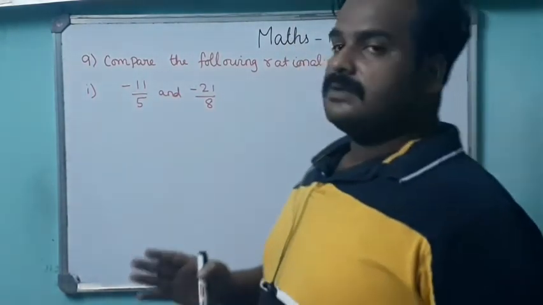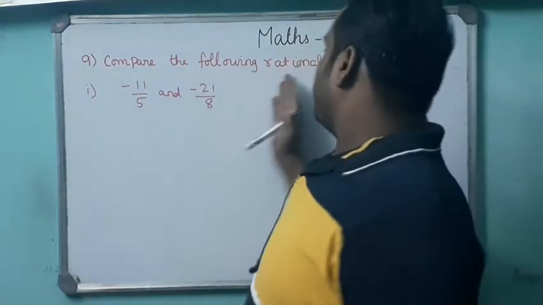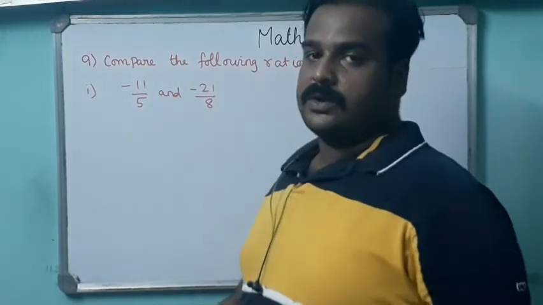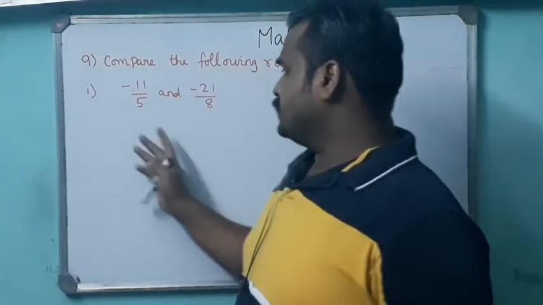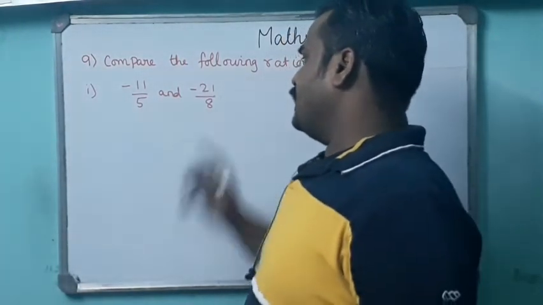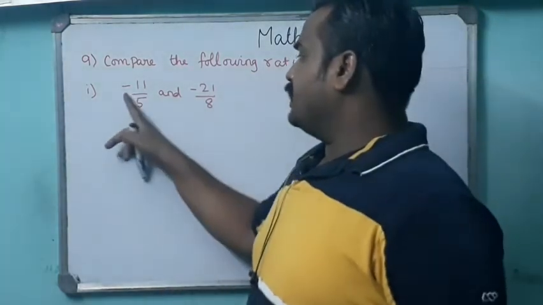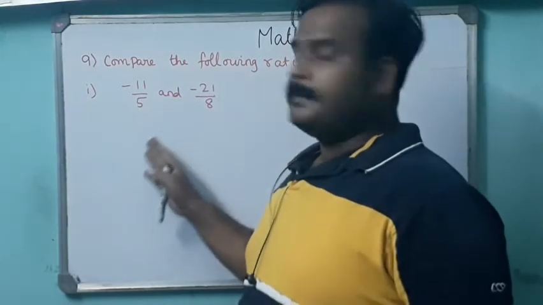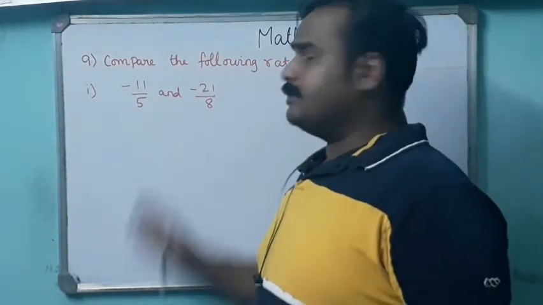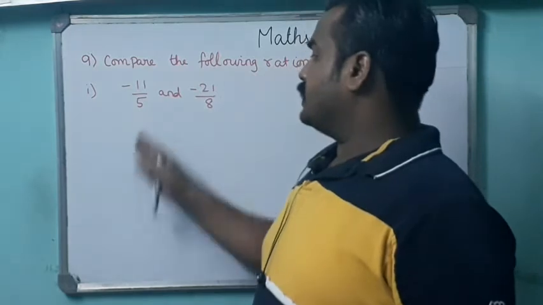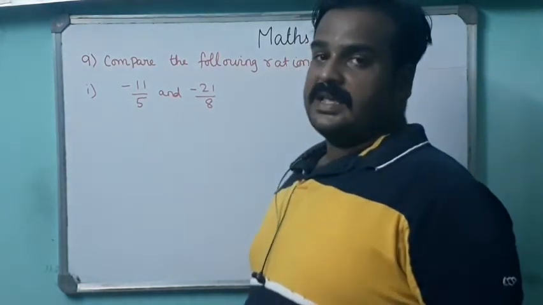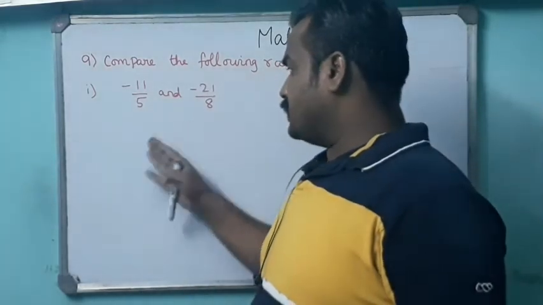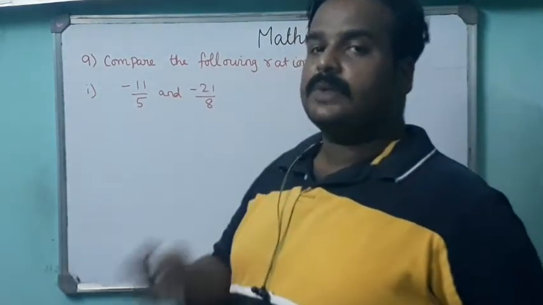Therefore, it's very easy to compare natural numbers or integers, but rational numbers, it's not like that. We have to work out a little bit to find out which is greater and which is smaller. Let's see how. Two numbers are given, minus 11 by 5 and minus 21 by 8. If one is positive and another one is negative, you can directly write the positive as the greater number. But here we can't do like this because both the numbers are negative. And also you can see the denominators are not the same. If the denominators are the same, we can easily confirm which is bigger and which is smaller. But if the denominators are different, you cannot say like that. First we have to equalize the denominator.